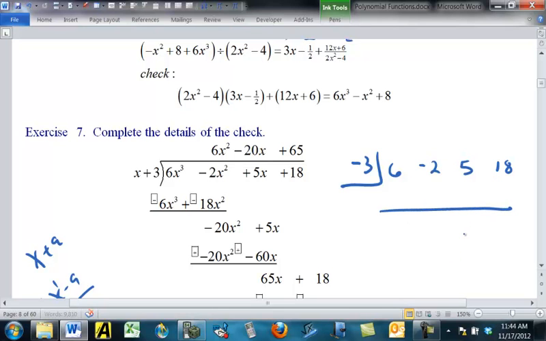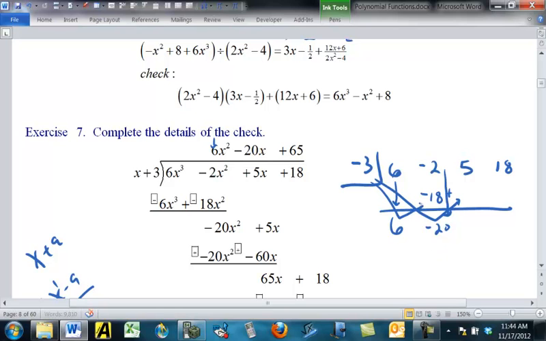Now, all you do here is, first of all, you just bring the first coefficient straight down. That's going to be this 6 here. Then you do negative 3 times 6 is negative 18. So you bring that one straight down. Here you're going to add. So that's negative 20. And then you go like this to multiply.